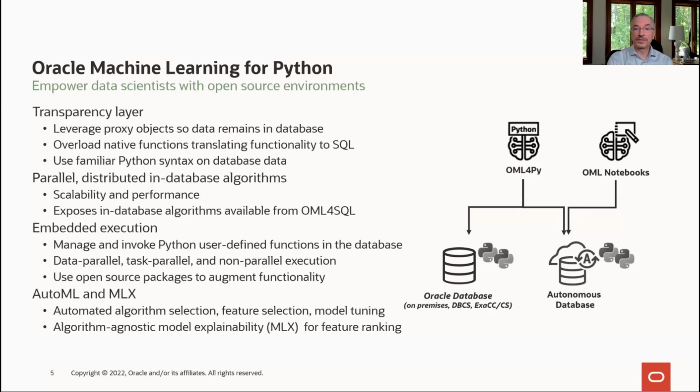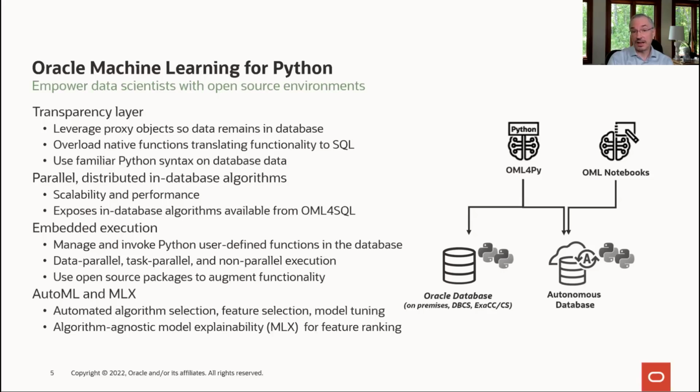So now OML's Python interface is characterized by 4 functional areas. Using proxy objects, the transparency layer allows users to operate on database data using familiar Python syntax, overloading functions that construct SQL for in-database processing. The in-database algorithms are exposed through natural Python interfaces that produce first-class in-database models, enabling scalable model building and scoring. And through embedded execution, user-defined functions can be invoked on database environment spawned and controlled Python engines.